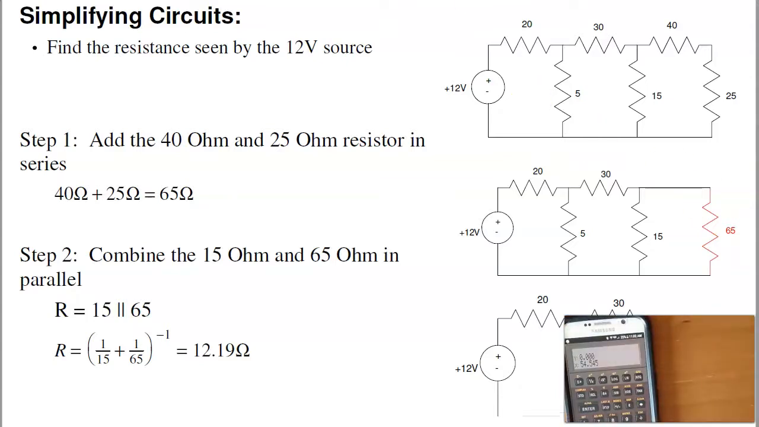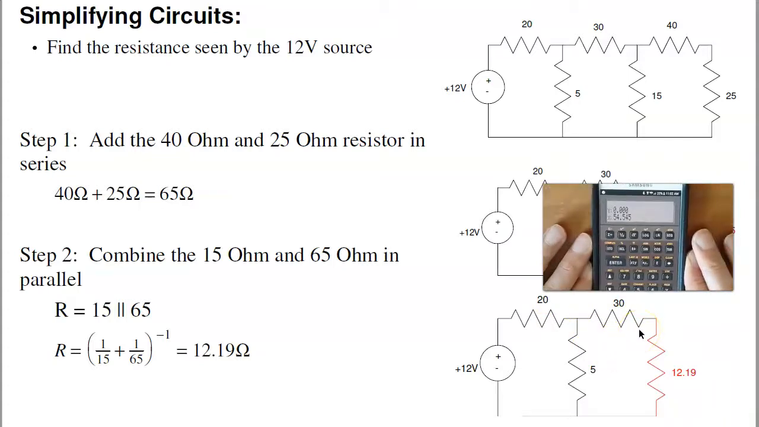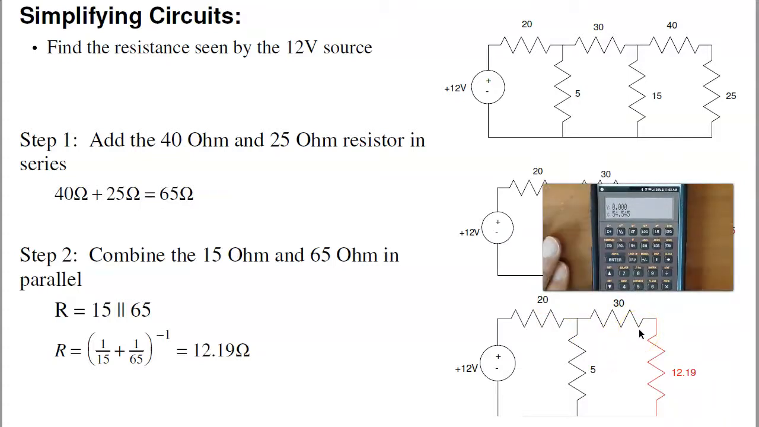With the HP, bring this back on the screen. What I would do is take 25 in series with 40, 25 enter 40 plus, and parallel with 15. Take that inverse, 15 inverse plus, take the inverse. That's 12.19 ohms. So that's everything through here.